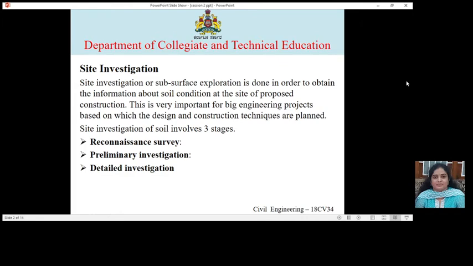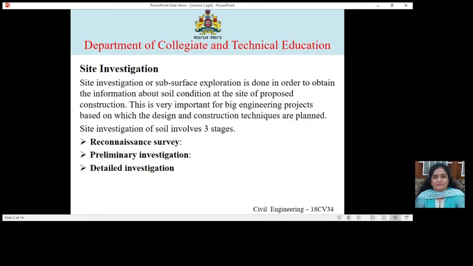we are going to discuss the different types of soil investigation, what is the purpose and necessity of soil investigation, what are the different types of soil exploration, and how to choose the proper method for a particular type of soil condition or a particular type of project. So let us start with the site investigation or different methods of site investigation.